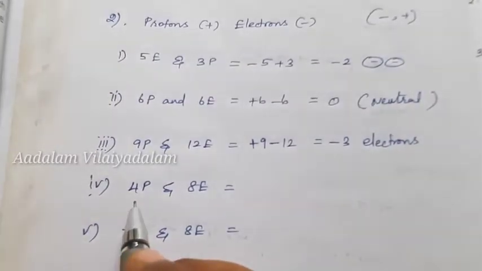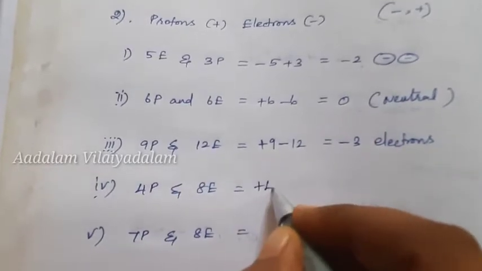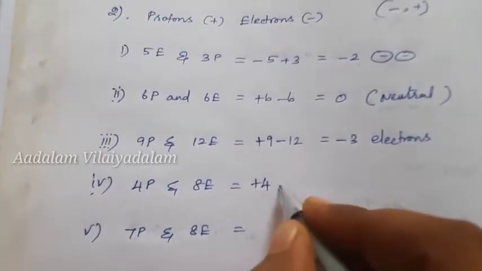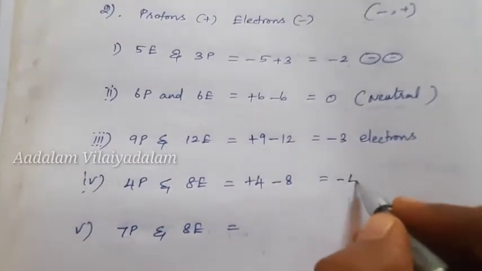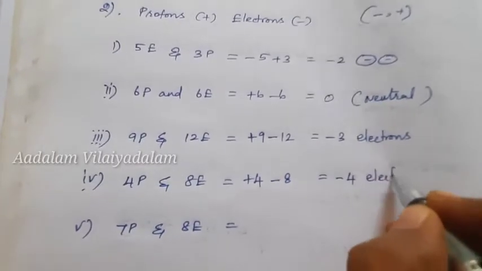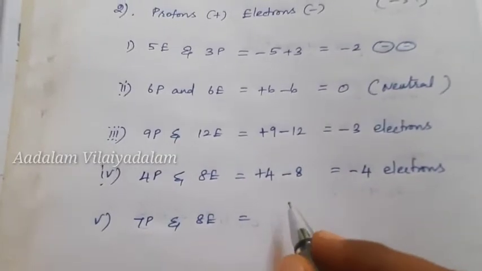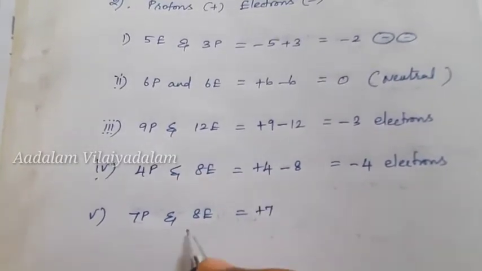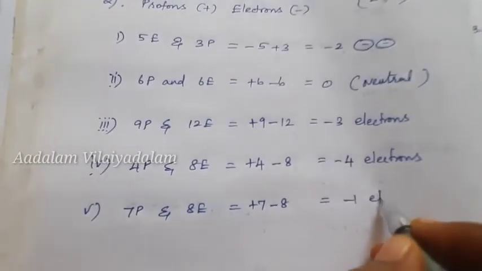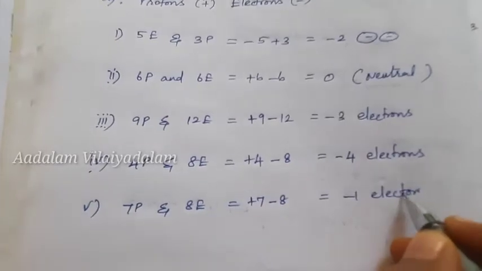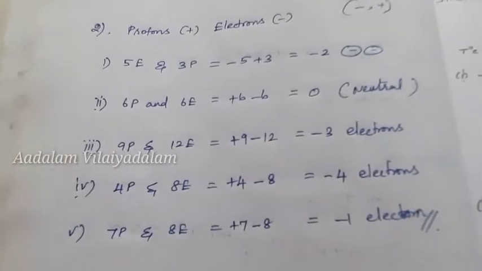The next subdivision, 4 protons and 8 electrons. 4 protons means plus 4 and 8 electrons means minus 8. If we do the subtraction, then we get minus 4 electrons. Next, 7 protons and 8 electrons. We get plus 7 and 8 electrons means minus 8. Therefore, we get minus 1 electron. So, with this, the second question gets over.